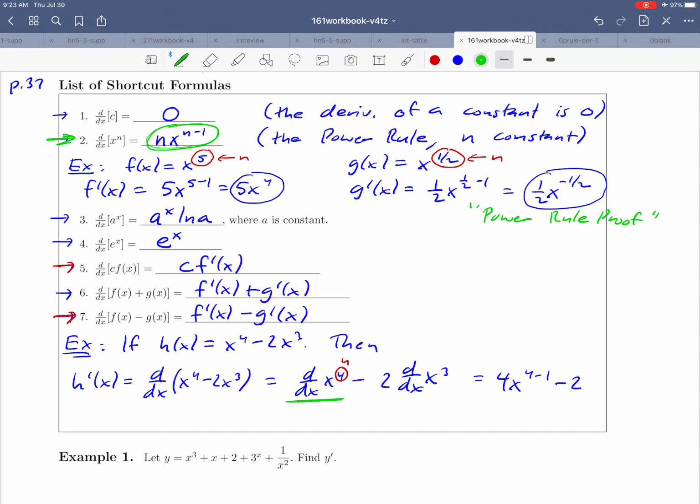Okay, and then we come to the derivative of x cubed, same idea. This time the n is 3, and so the power rule tells us that we're going to get 3x to the 3 minus 1. Okay, and if we simplify, that's going to be just 4x cubed minus 6x squared. Okay, and there's our answer.